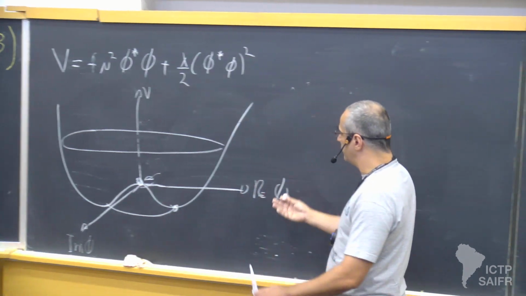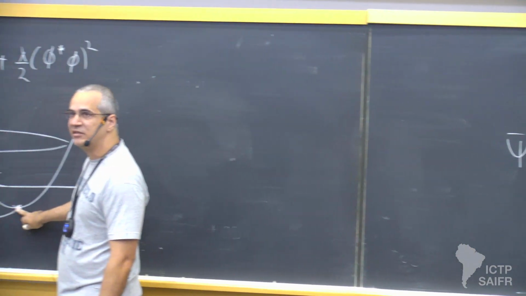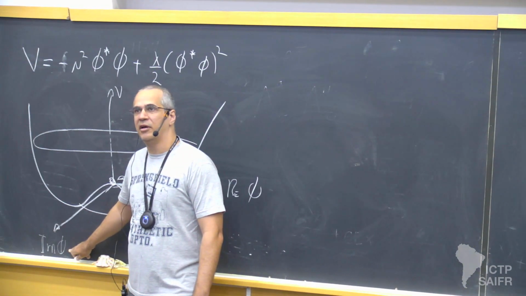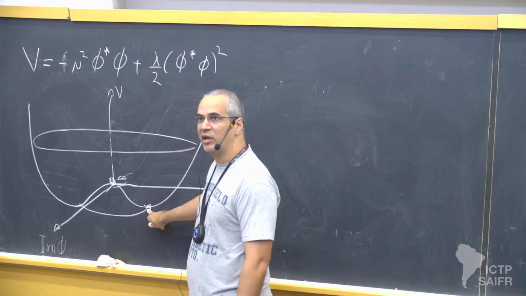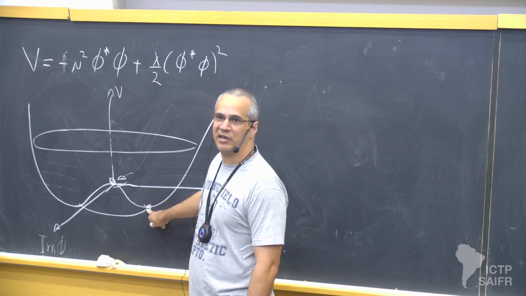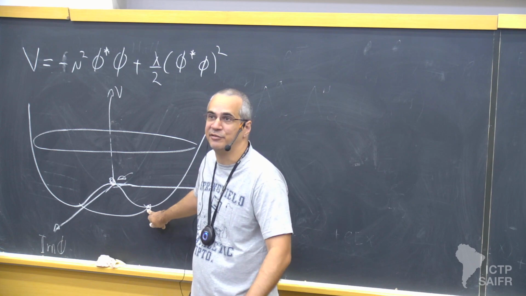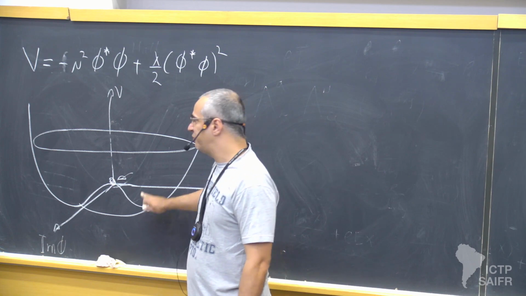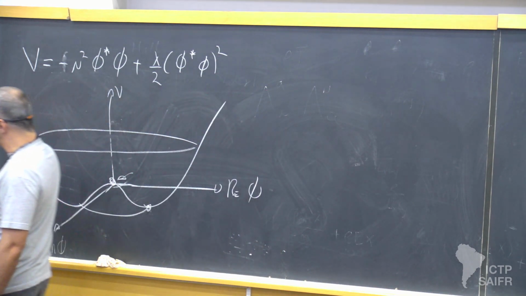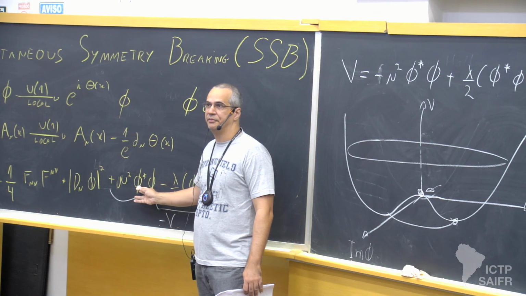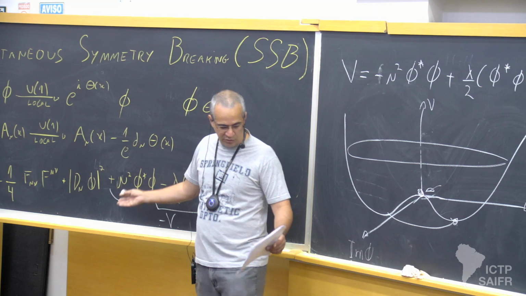So I want to make a change of variables and describe my system, not using this phi, which is not behaving well, but a different field that actually describes no particles in the vacuum and gives me a vacuum that I cannot remove energy from. Right? What I'm finding out is that this is not the good field to describe my system. I have to make a change of variables. Right? So let's do that.